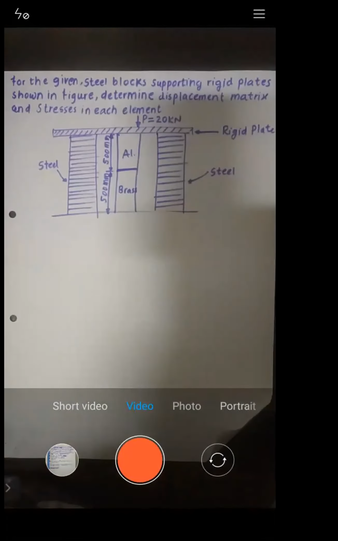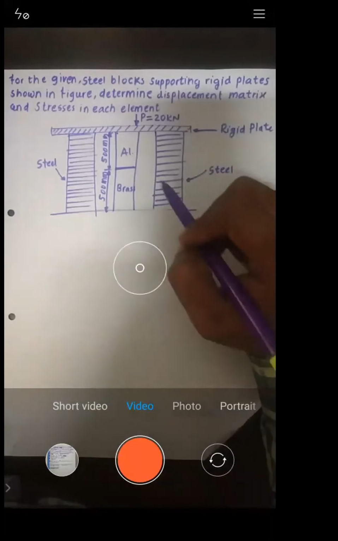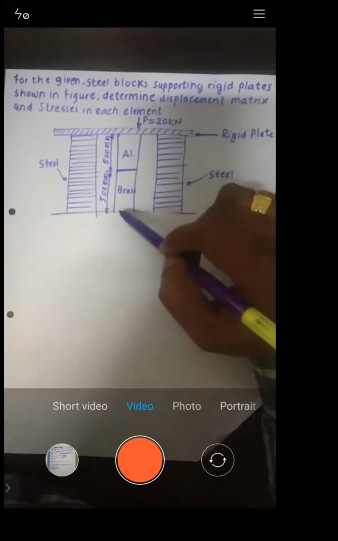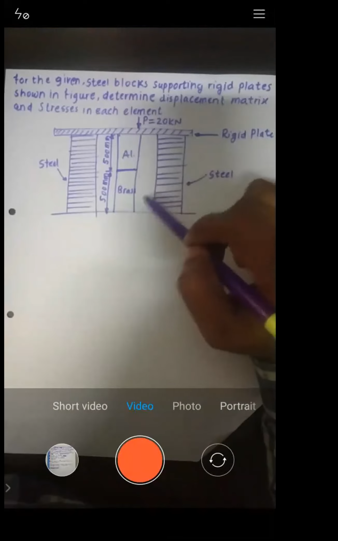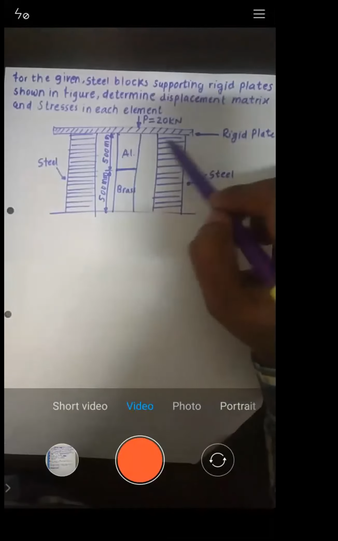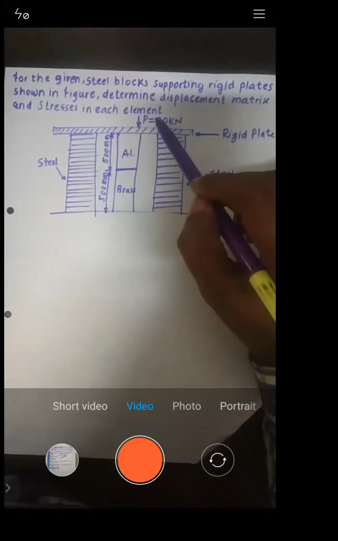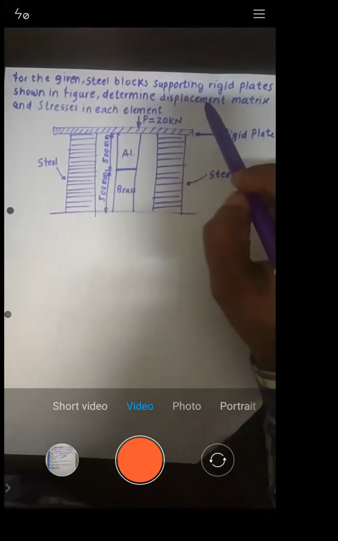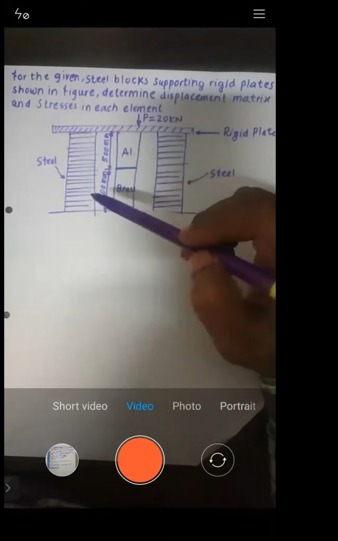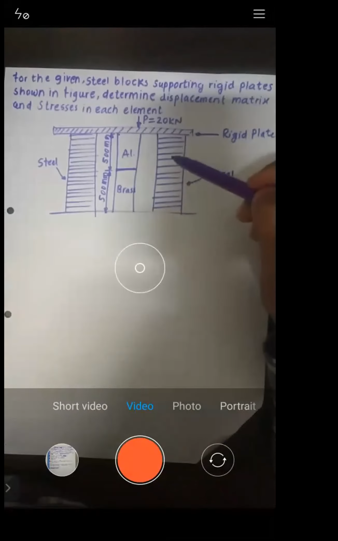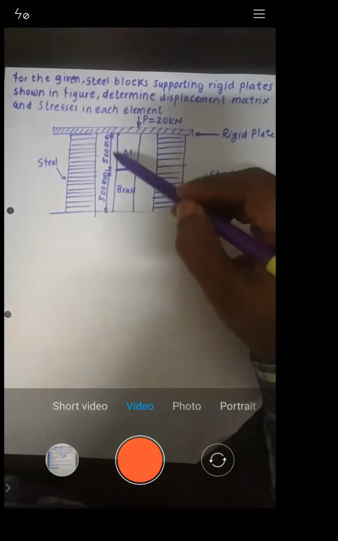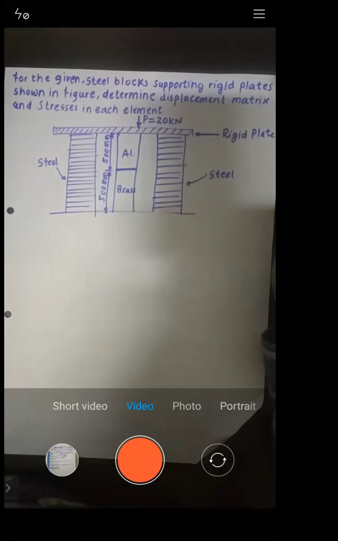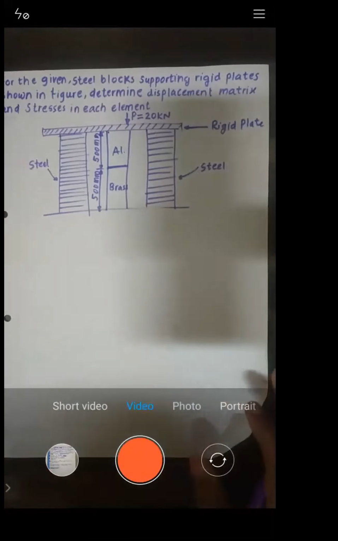Getting this point. So what do you have? You have basically 4 blocks. 2 blocks are of steel, which are provided at the end, and in between blocks are of aluminum and brass. On these 4 blocks, they have kept one rigid plate, which is applied with the load 20 kilonewton. Now what they're expecting is to calculate the displacement. At the same time, we need to calculate stresses. Obviously stress will be induced in this steel block, again in this steel block, in the aluminum block, and in the brass block, right? So those stresses we need to calculate.